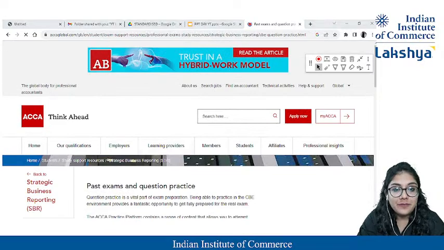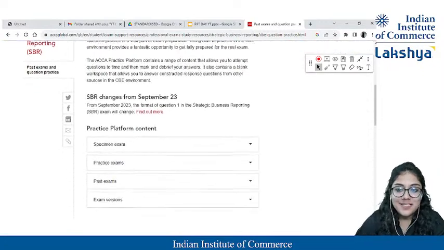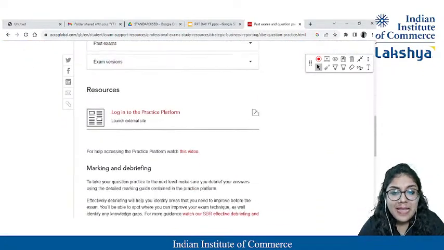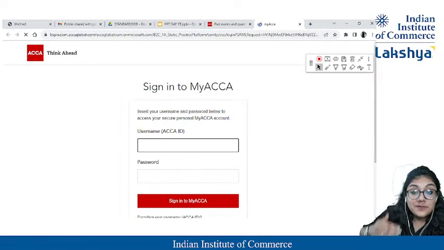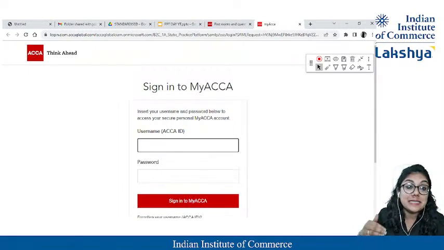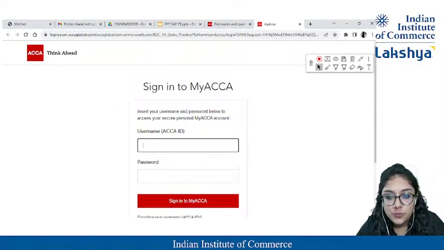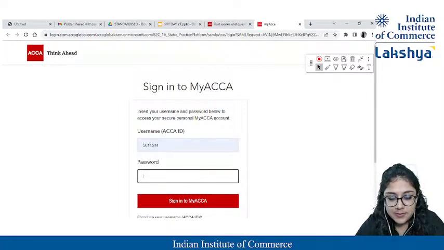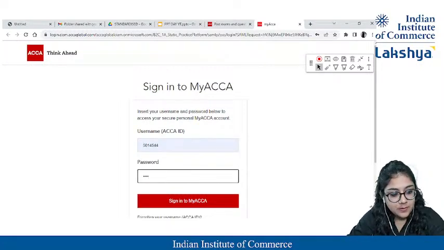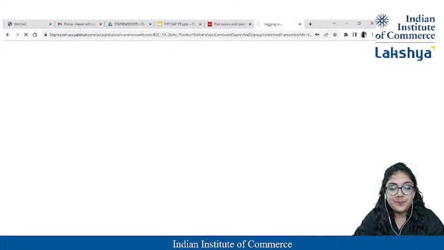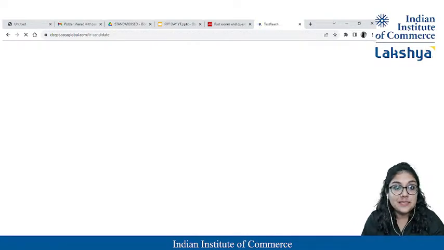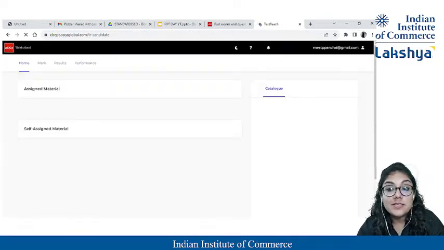Okay, if I open that, I'll be faced with many aspects. Over here I have to log in to the practice platform, where I can figure out how many exams there were, how many past papers there are, and what my specimen paper is. I'm just using my student login ID. I just logged in. So this is what my portal is going to look like.